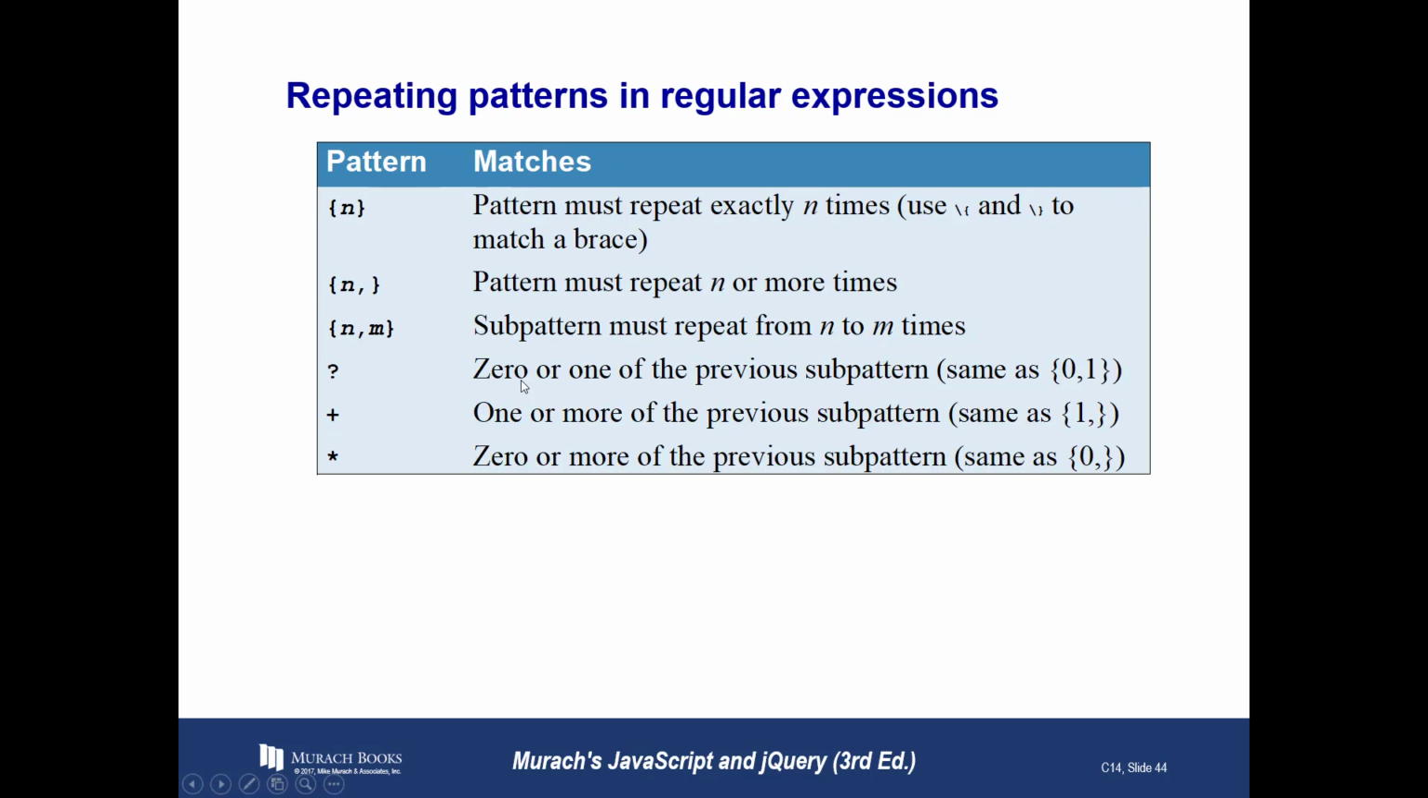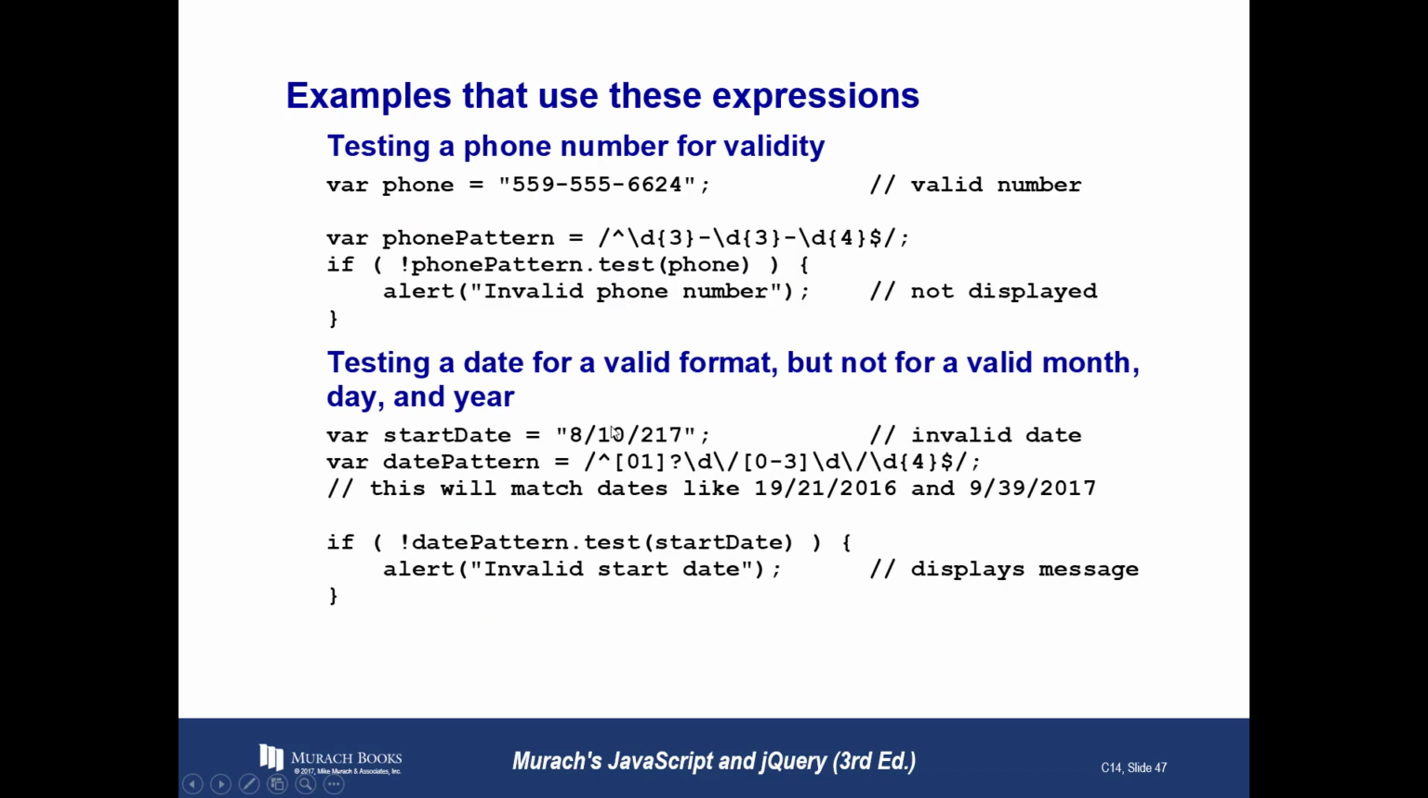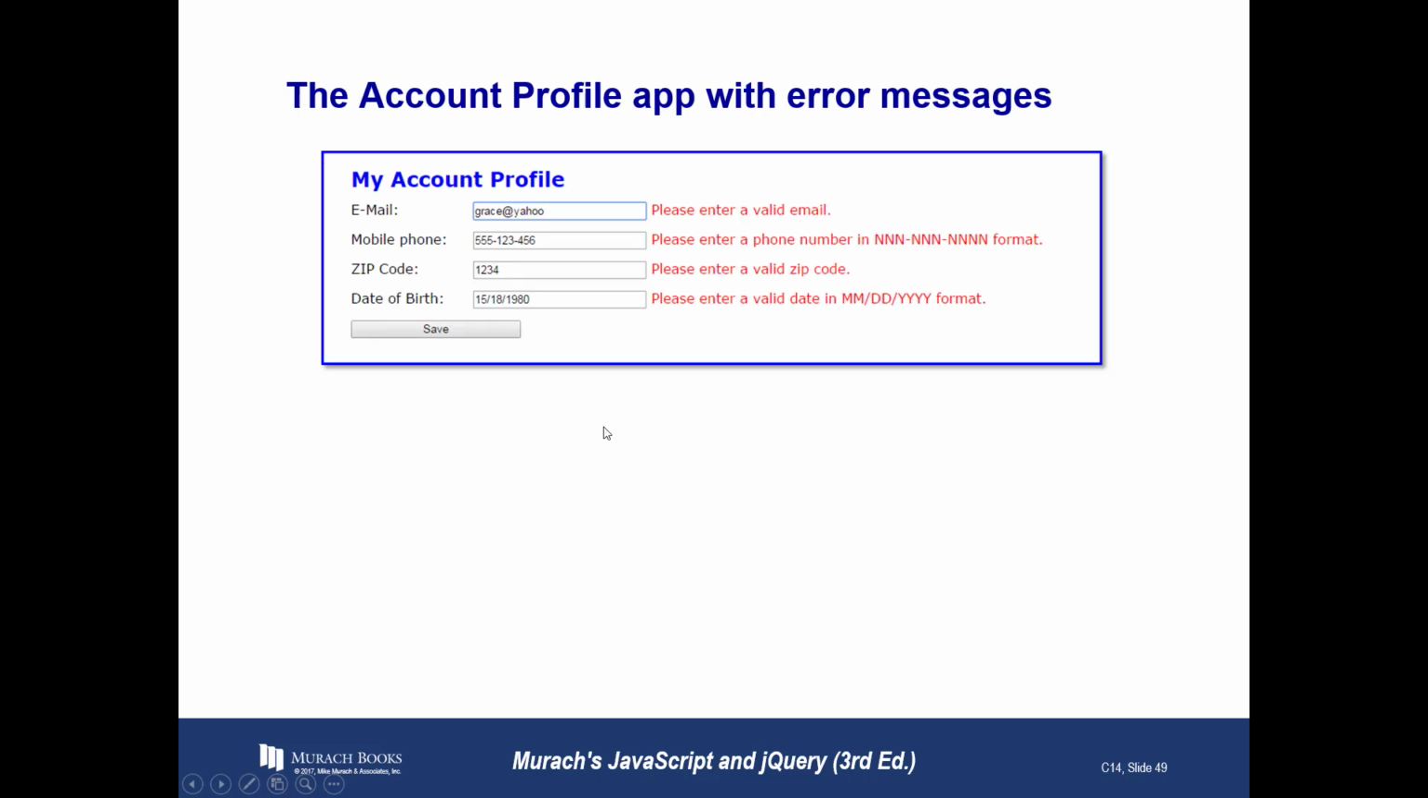I'm just going to jump off again. There's some of the stuff I've shown you: phone numbers, zip codes, etc. We will look at a lot of those. So here's an example of its usage. We're trying to validate that the email was valid, that the phone number was valid, that the zip code was valid, and that the birthday was valid.